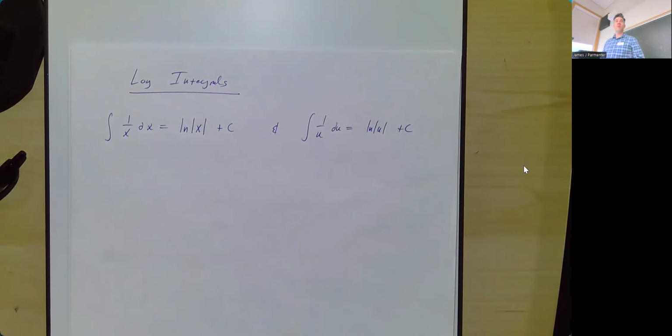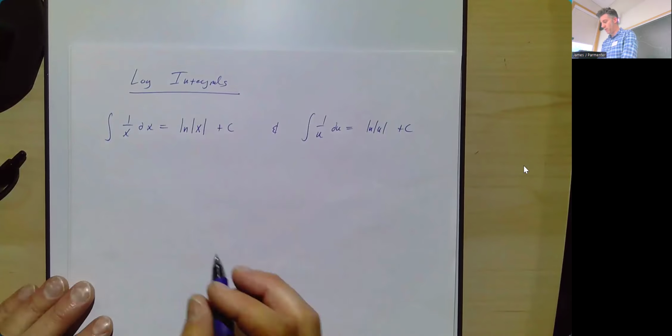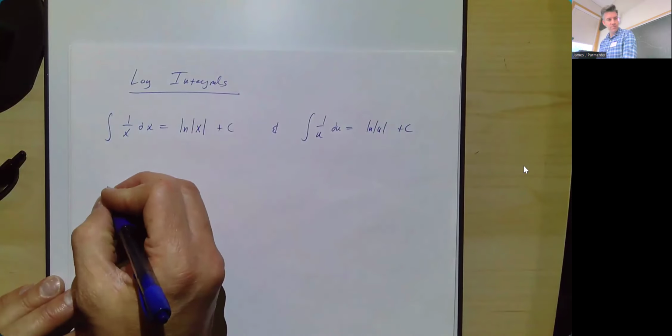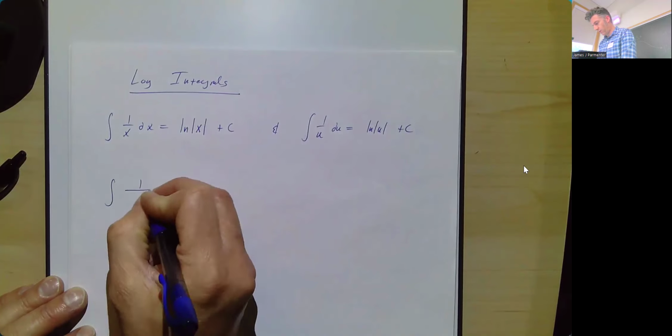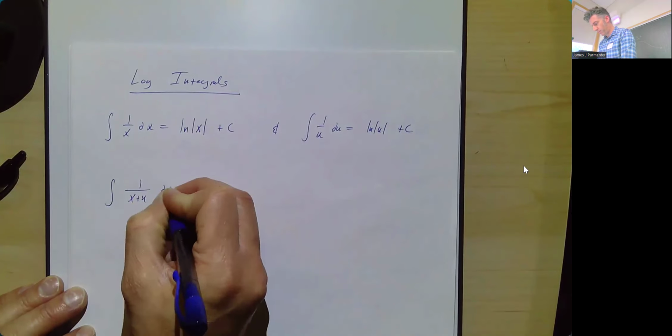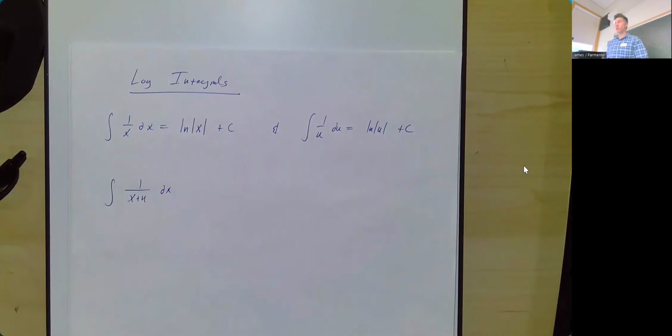So there's lots of things we could do. For example, if I was going to integrate 1 over x plus 4, I could do a u sub here. There's really only one plausible choice for u. The stuff stuck inside the denominator, right? There's nothing else even to pick.